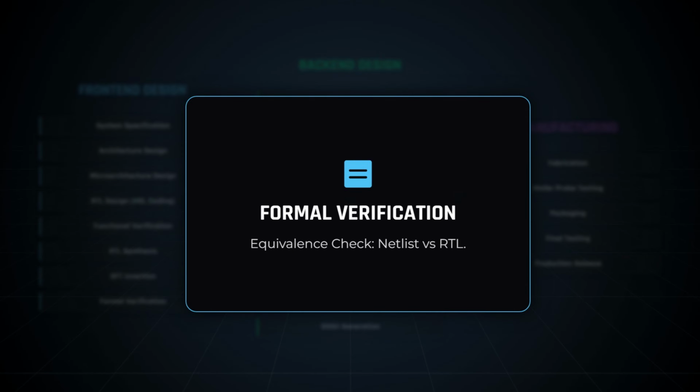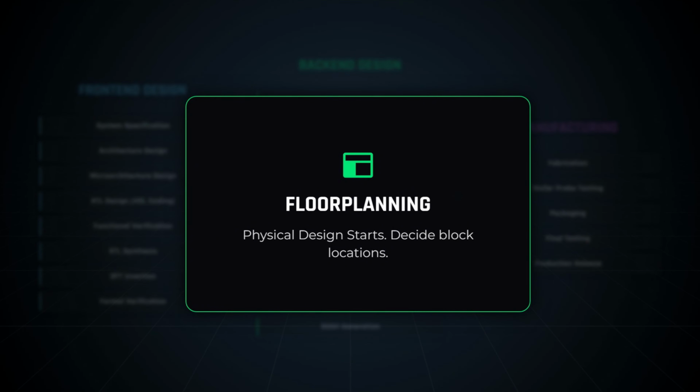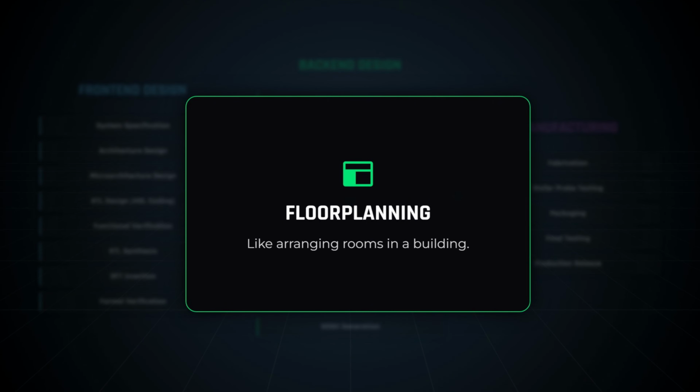8. Formal verification, equivalence check. Now we check: does the synthesized gate-level netlist match the original RTL? This ensures synthesis did not change functionality. Physical design starts here. 9. Floor planning. We decide where each block will sit on the chip, its size, and power areas. Think of this as arranging rooms inside a building.